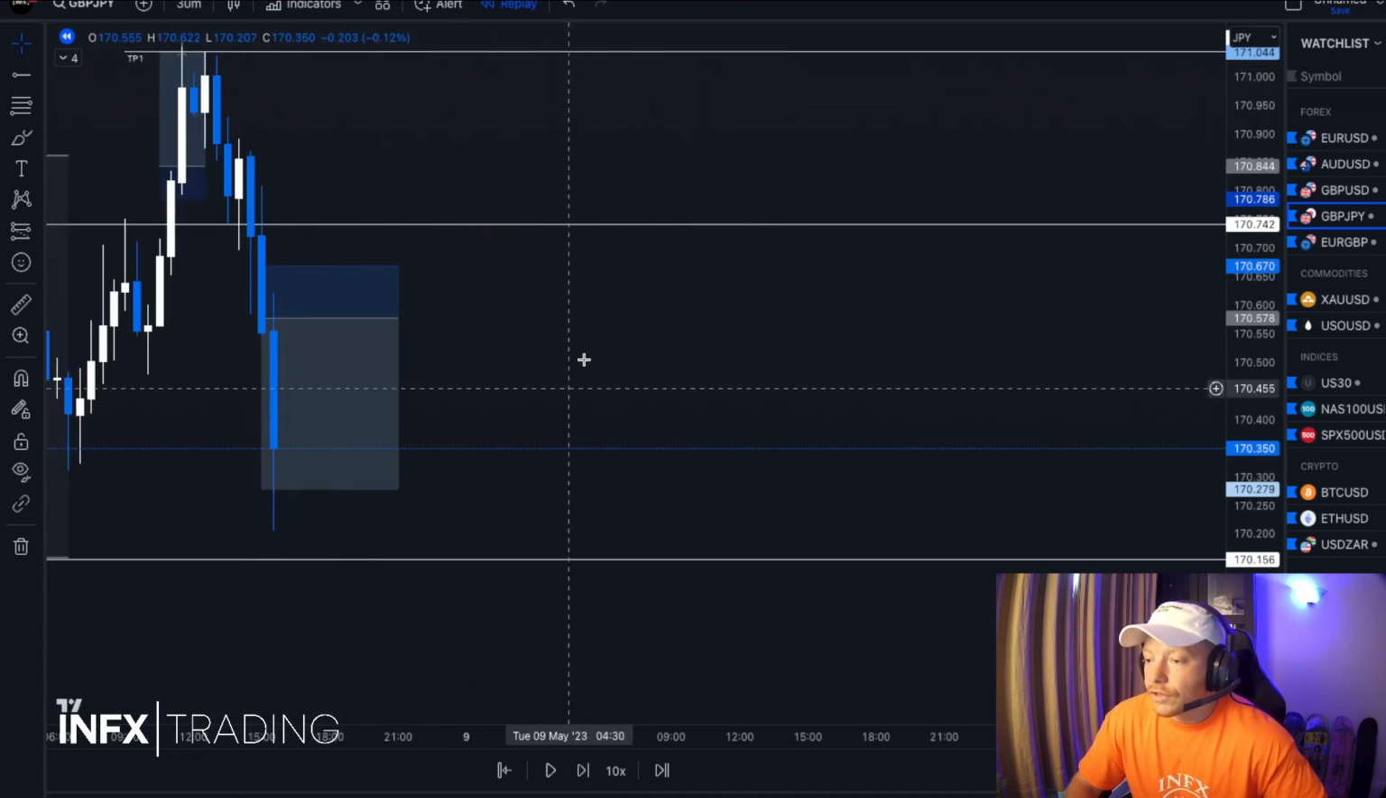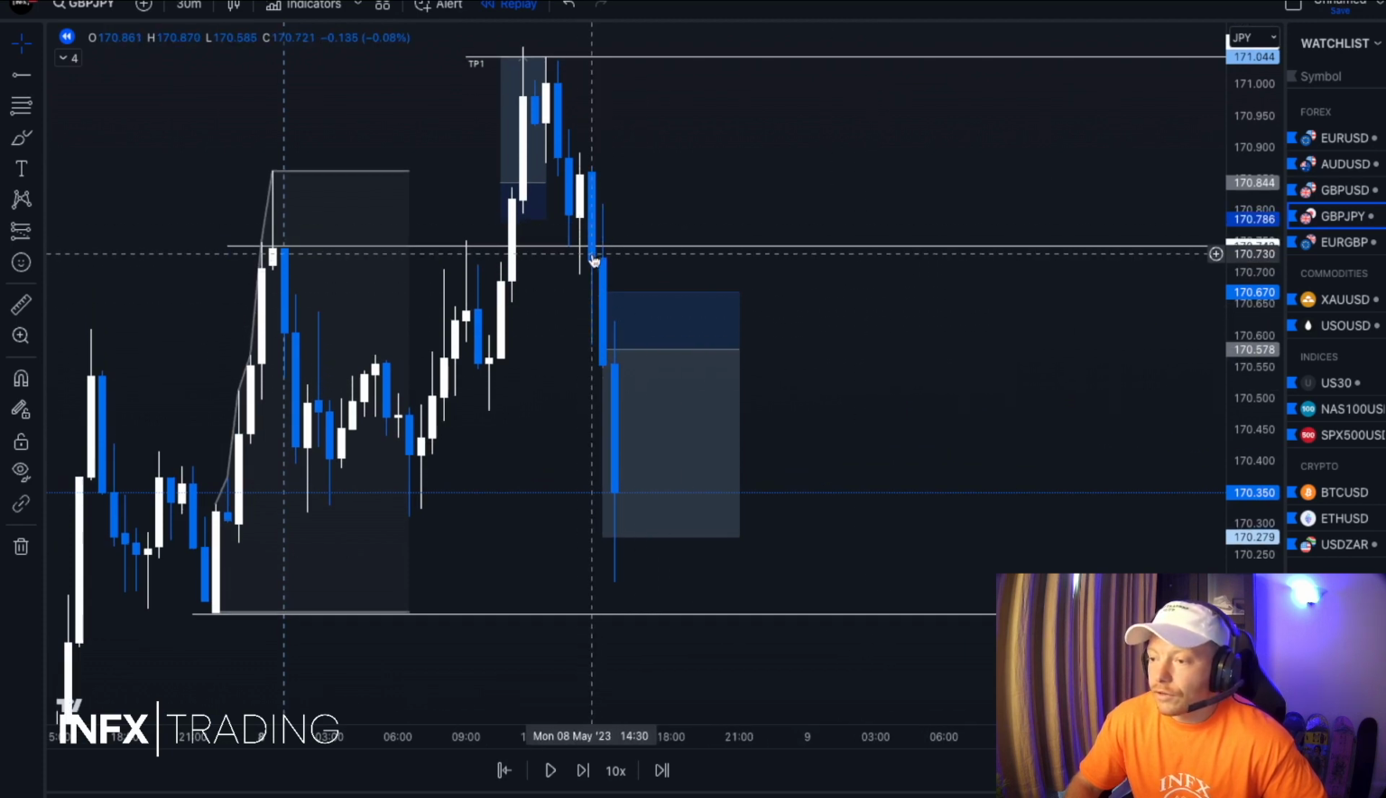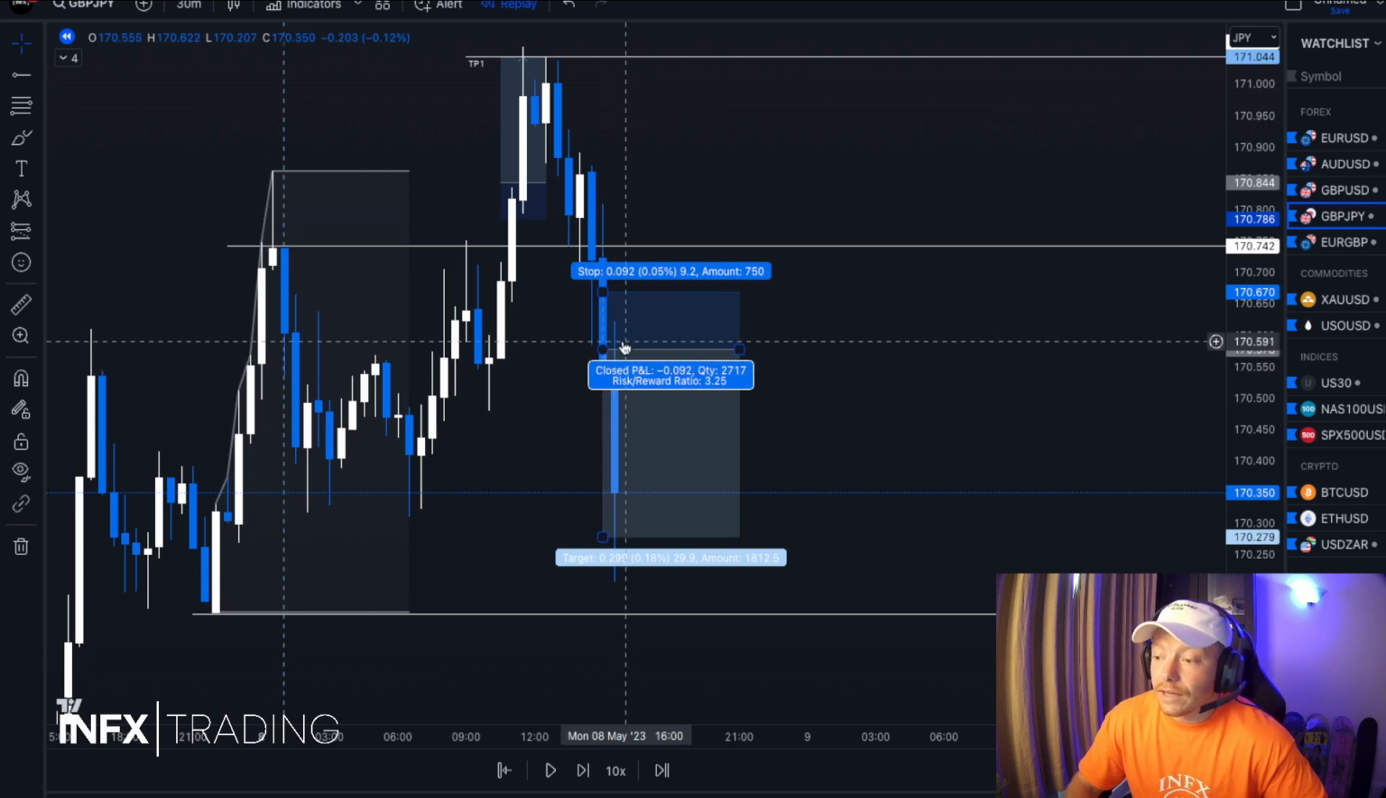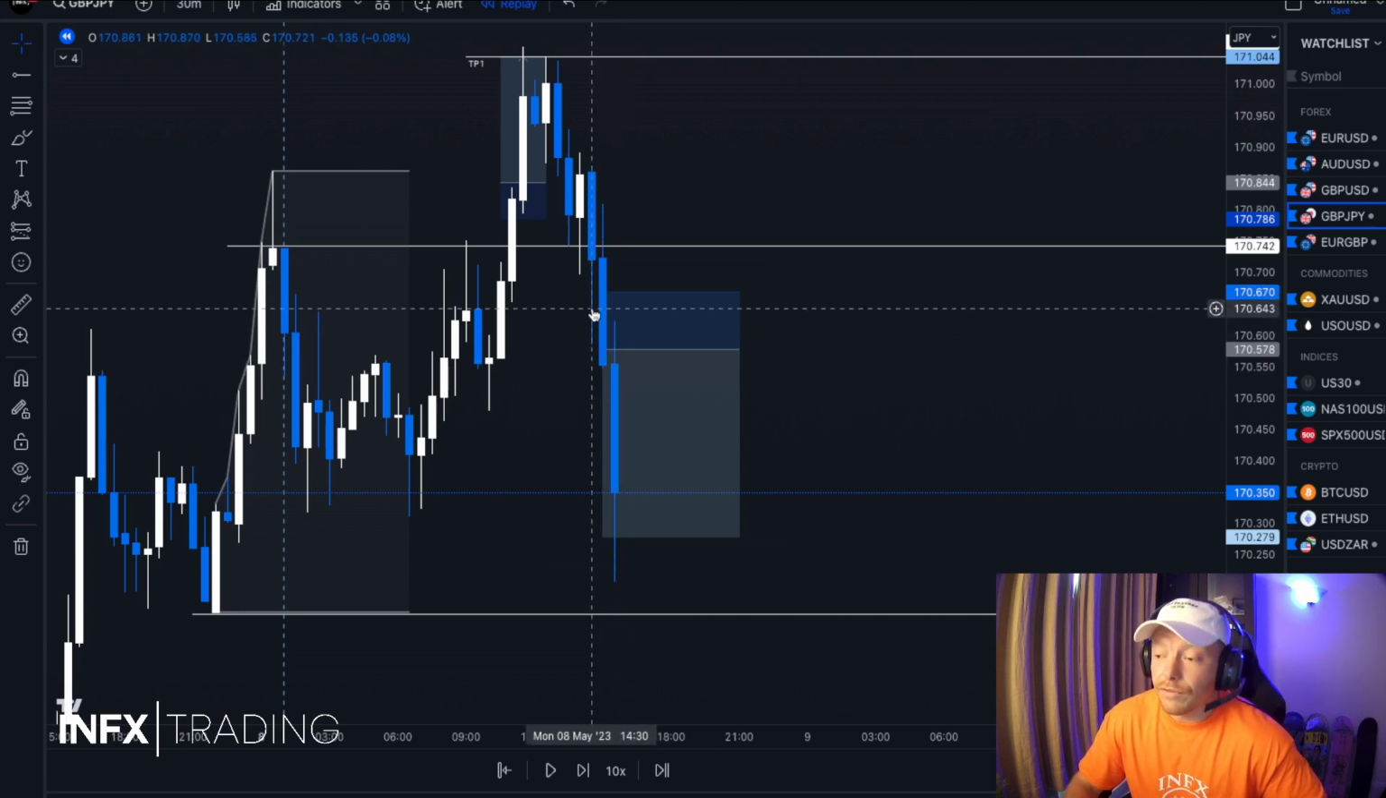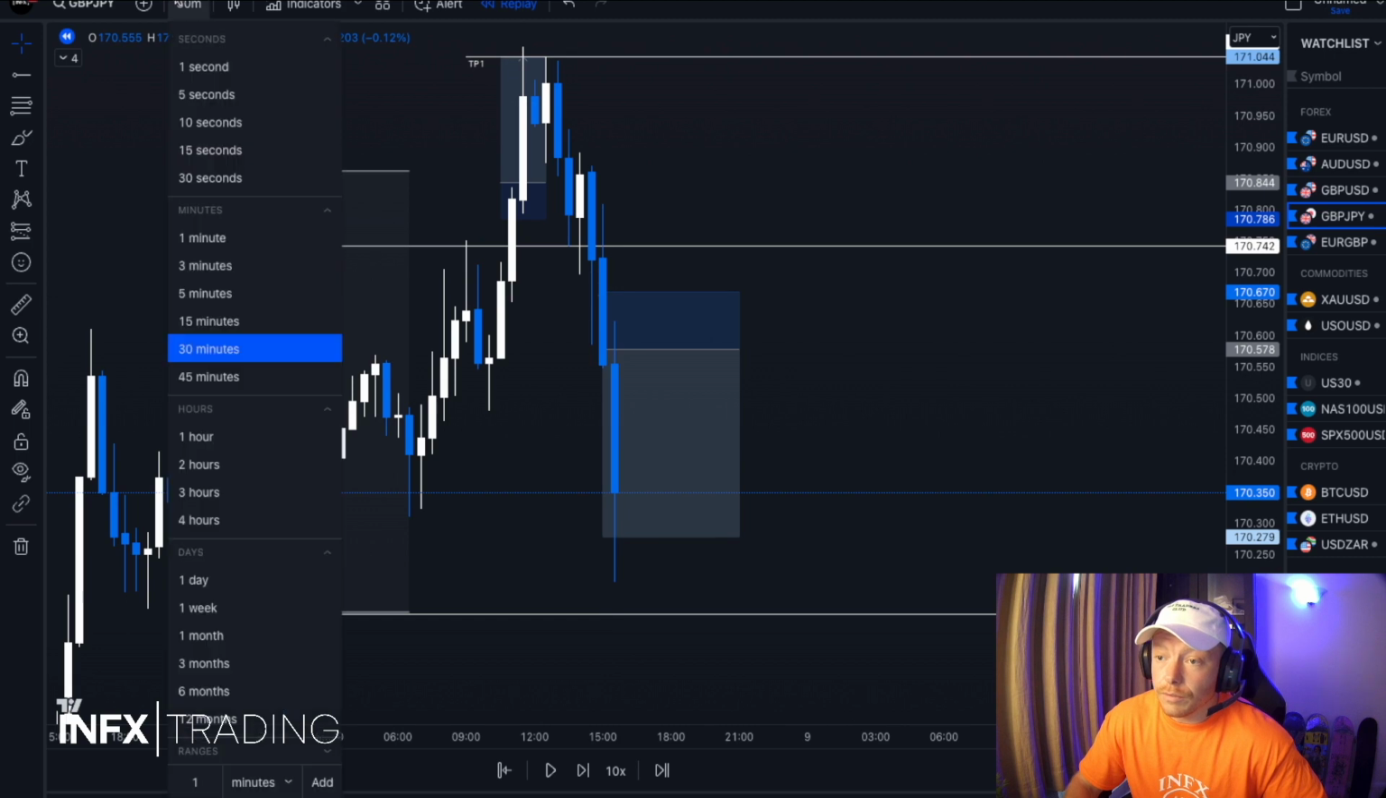Beautiful. So simple stuff. We had a closure back inside the zone. We waited for the next candle to break the low. We then waited for the next candle, and once it printed, we found our stop. Okay, we could have had our stop a little bit tighter.